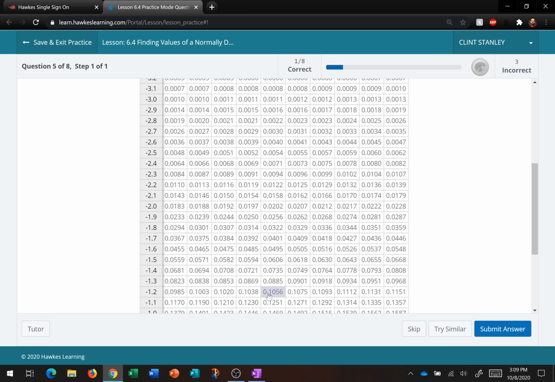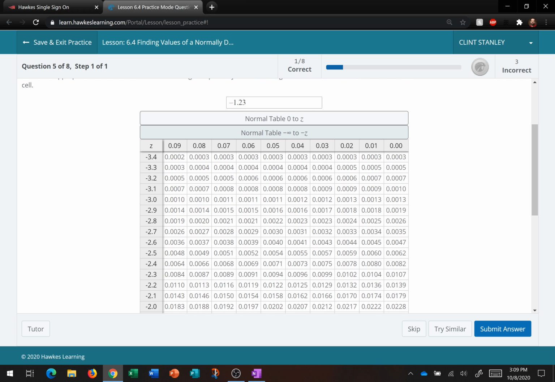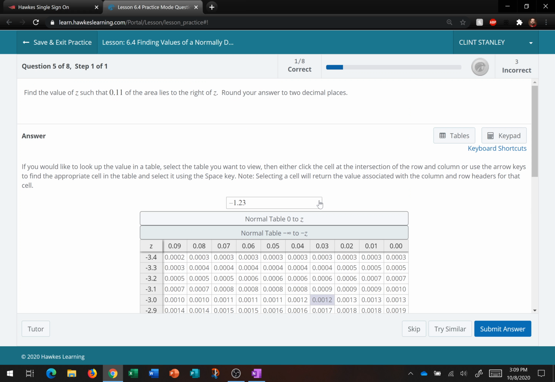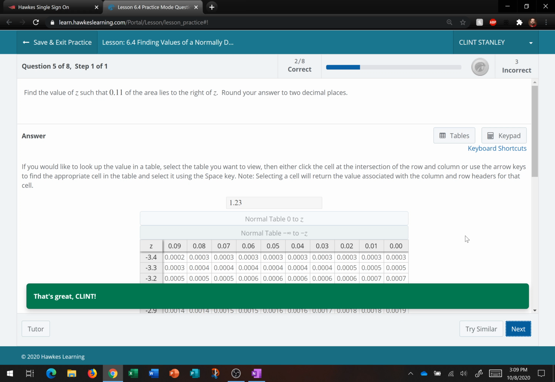Okay. And then we want the next digit to be a 1, so here are 2 that are close. This one's 7 10,000ths away, this one's 12 10,000ths too big, so the closest we can get is 0.1093. That gives us negative 1.23. But remember, we want the area to be to the right, so it's not going to be negative, we're going to take the opposite, so positive 1.23. So if it says area to the right, you can do it just like before. Just remember to change the sign on the z.